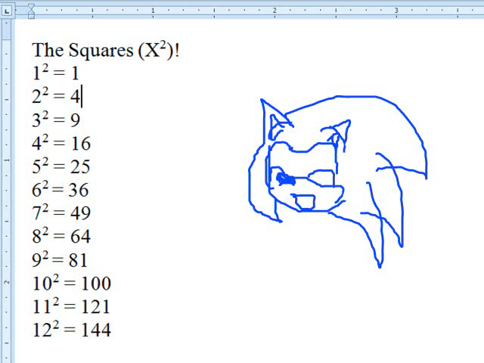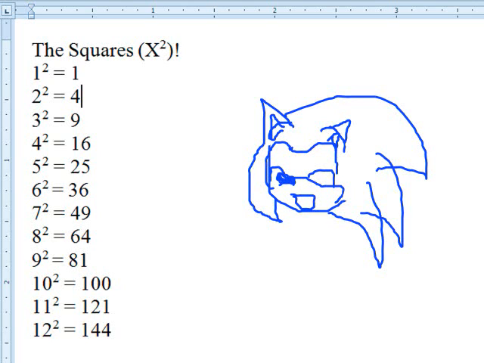Okay, so here are your squares. 1 squared is 1, 2 squared is 4, 3 squared is 9, 4 squared is 16, 5 squared is 25, 6 squared is 36, 7 squared is 49, 8 squared is 64, 9 squared is 81, 10 squared is 100, 11 squared is 121, and 12 squared is 144.